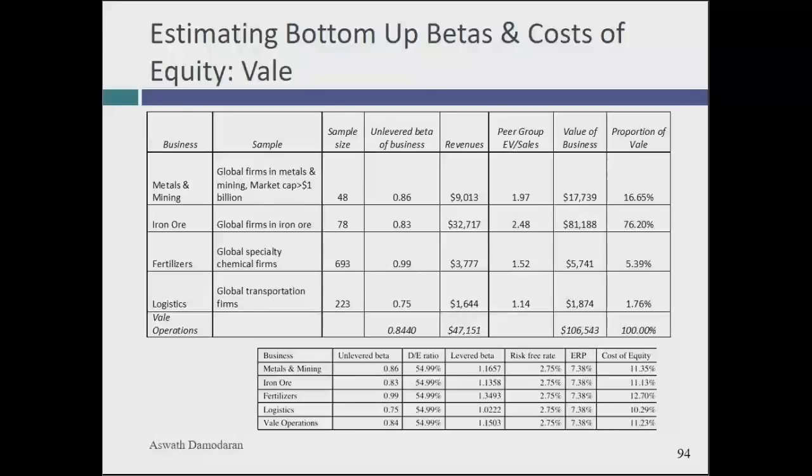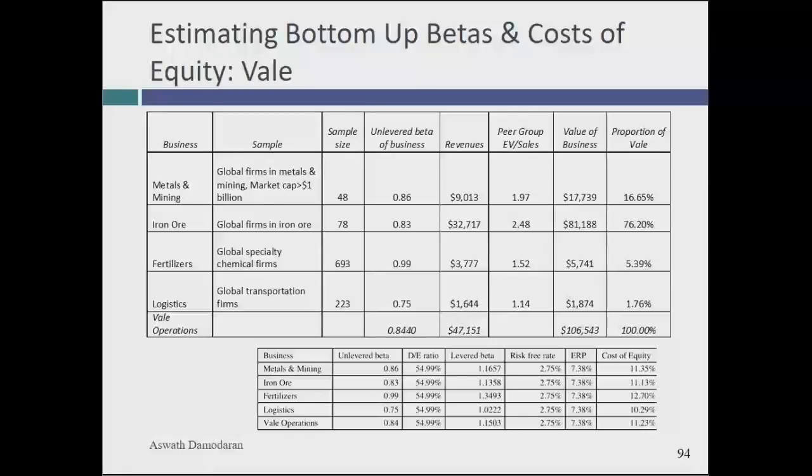So the larger sample, and you can see, fertilizers, 693 companies. There's the unlevered beta for each of these 4 businesses. Now to decide what the weights were, remember I said I'll ask you how much revenue you got? I started with the revenues for the 4 businesses which they gave me.